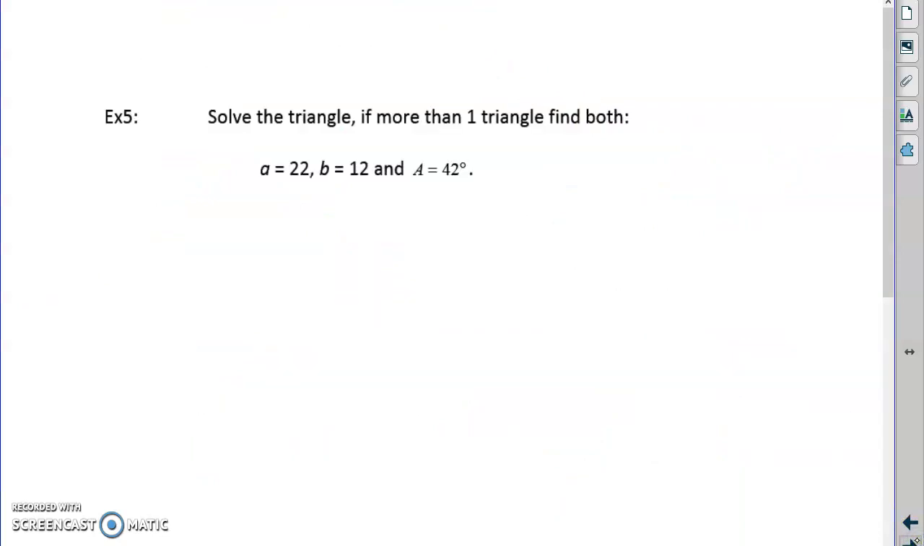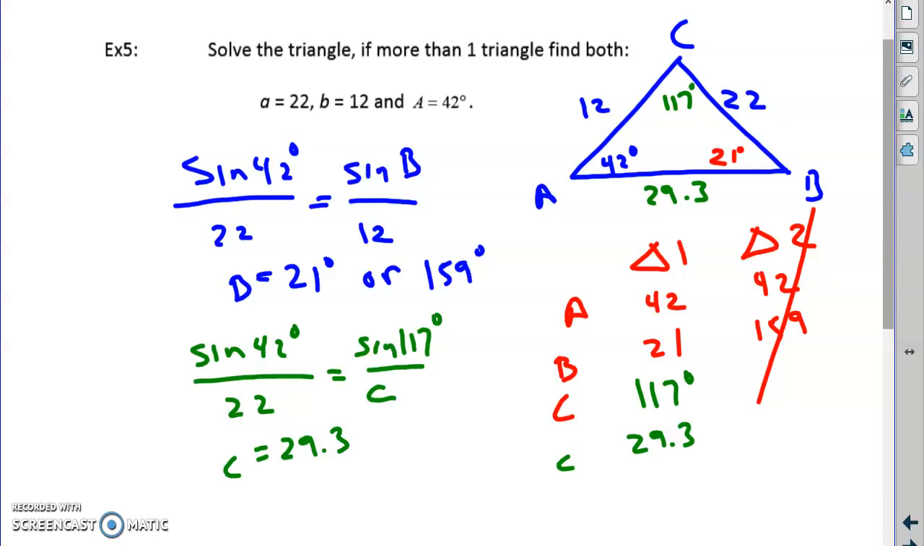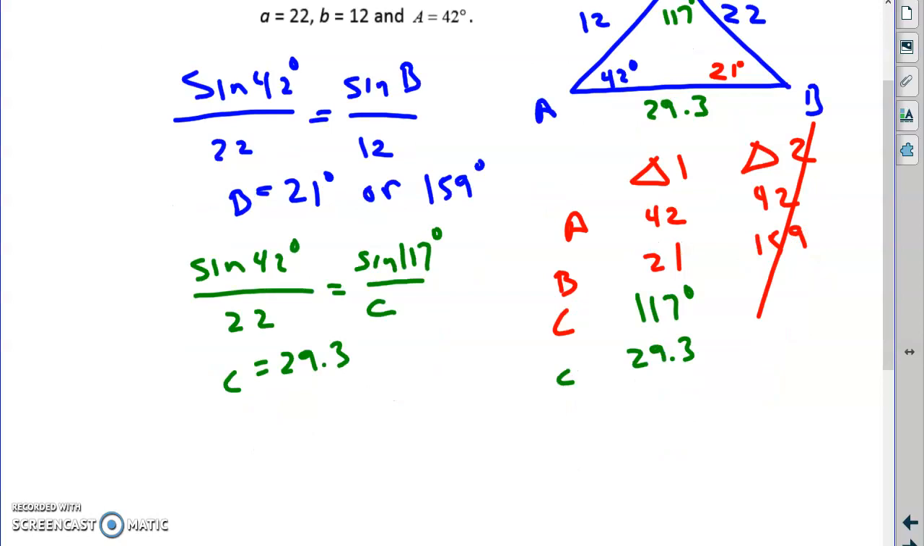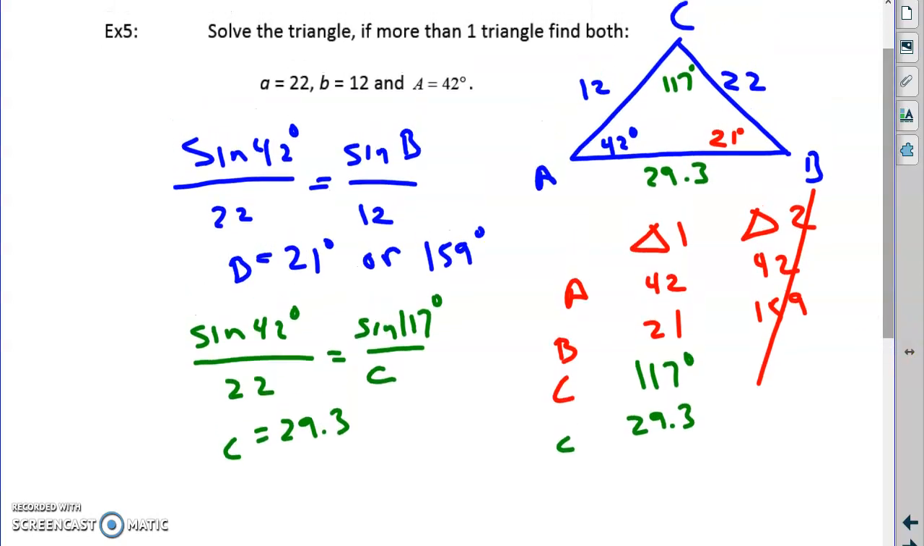One more example. You work this through. I'll pause, and then you can check your work. As you can see, it is an SSA ambiguous case law of sines, but there is only one triangle possible. The unknown angles we found to be 21 and 117, and the unknown side to be 29.3. Again, law of sines today, ambiguous case SSA: one triangle, two triangles, or no triangles possible.